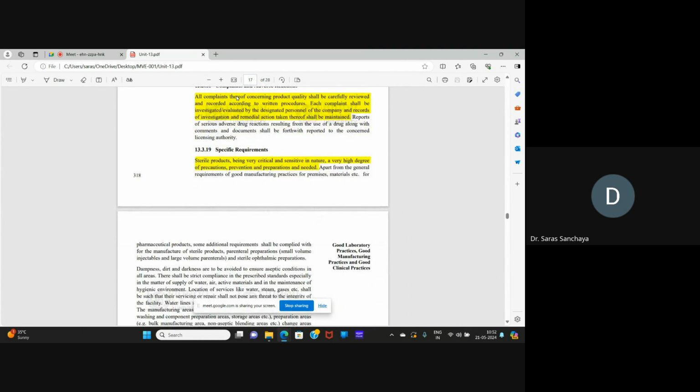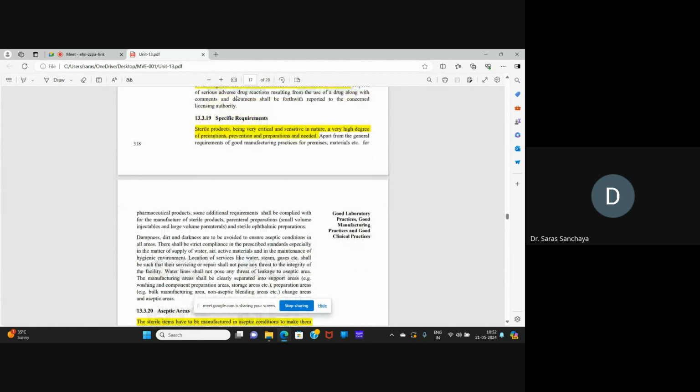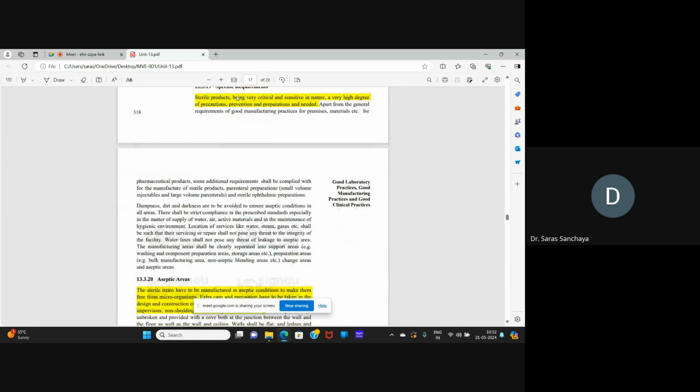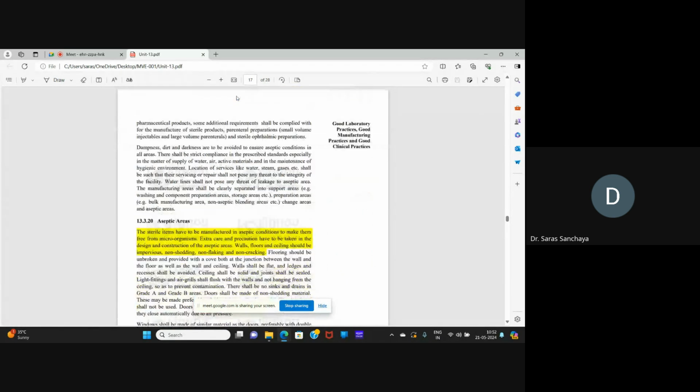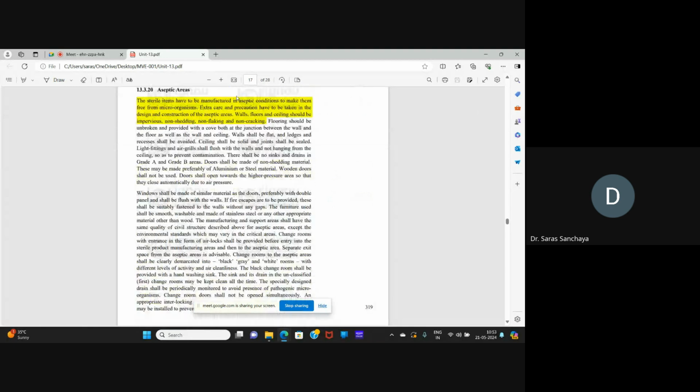Then specific requirements. Sterile products being very critical and sensitive in nature, a very high degree of precautions, prevention and preparations are needed. Apart from the general requirements of good manufacturing practices of premises and materials for pharmacological products, some additional requirements shall be complied with for the manufacture of sterile products, parenteral preparations, and sterile ophthalmic preparations. Then aseptic areas. The sterile items have to be manufactured in aseptic conditions to make them free from microorganisms. Extra care and precautions have to be taken in the design and construction of aseptic areas.